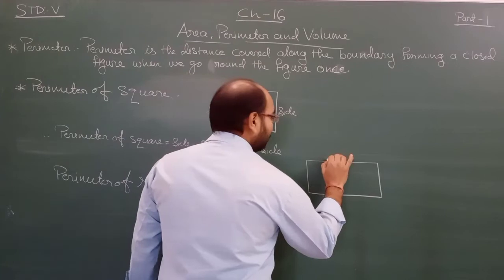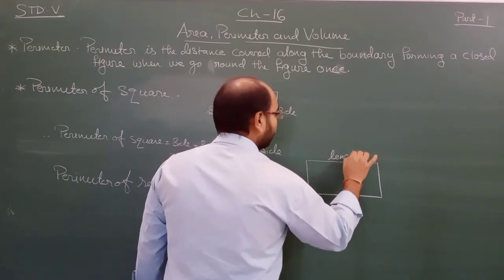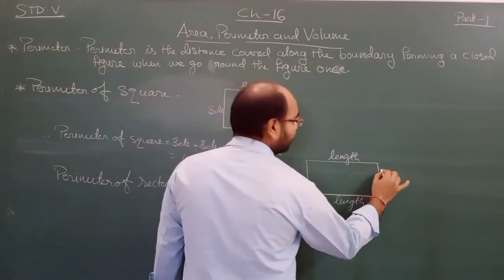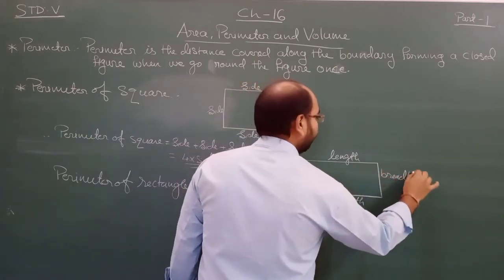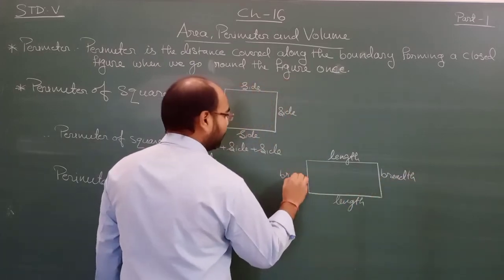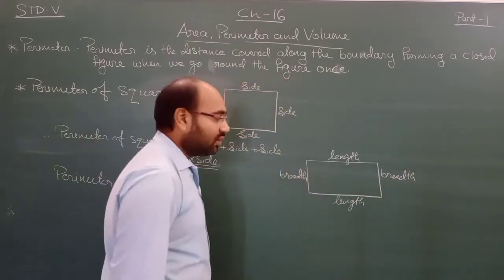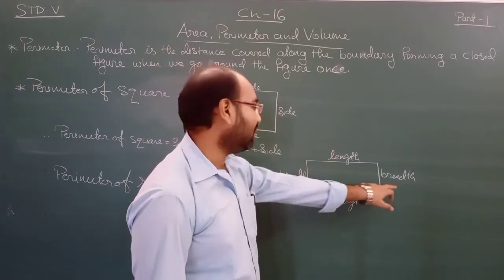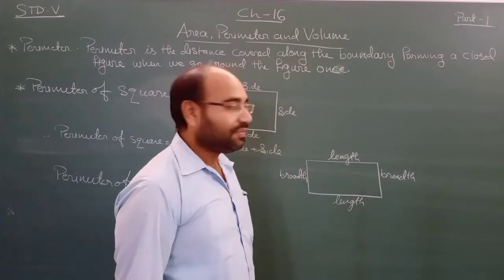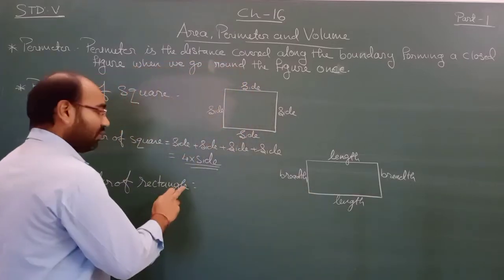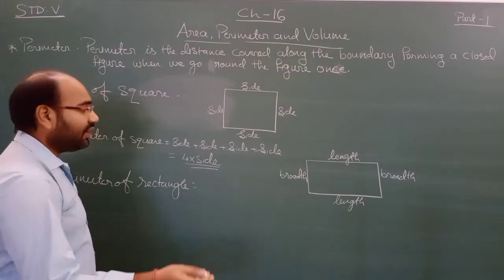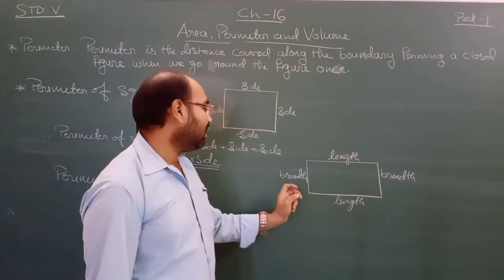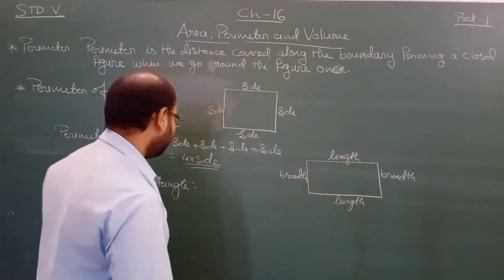So this will be length, here also it will be length, this is breadth and here also it will be breadth. Opposite sides are equal, so these 2 are length and these 2 will be the breadth. Now perimeter of rectangle, how can we find it out? We will represent length as L, breadth as B, and then we will use it in the formula.